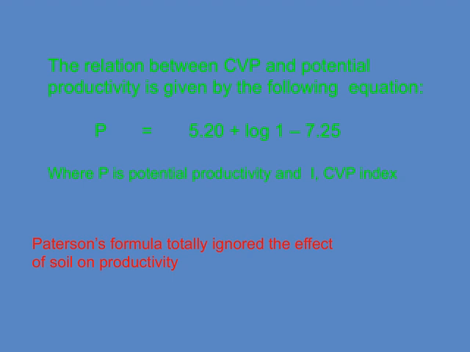So, in the context of our broader discussion, this relationship highlights the importance of CVP as a predictor, but also reminds us to consider other factors, like soil quality, that can significantly impact results. This understanding is crucial as we aim to optimize productivity across different environments.